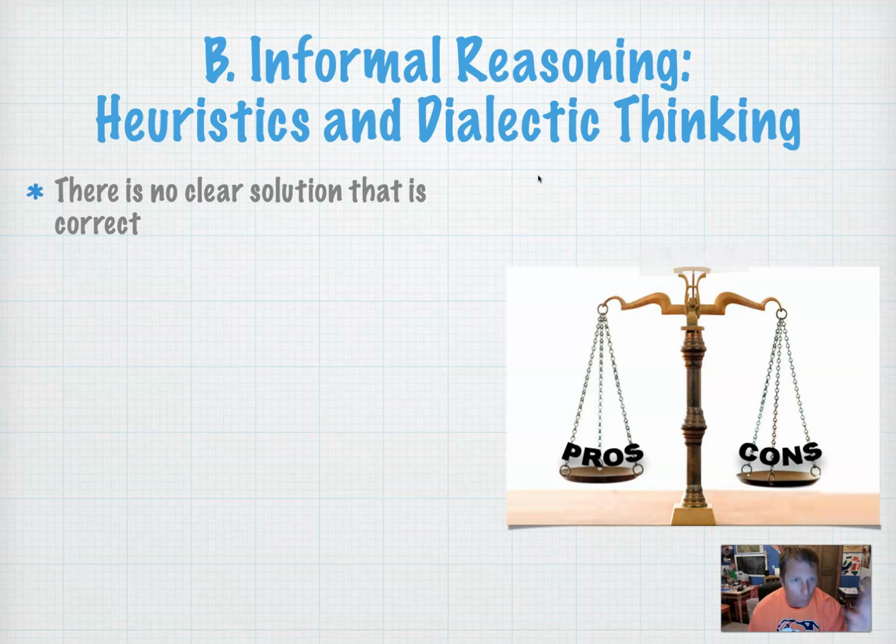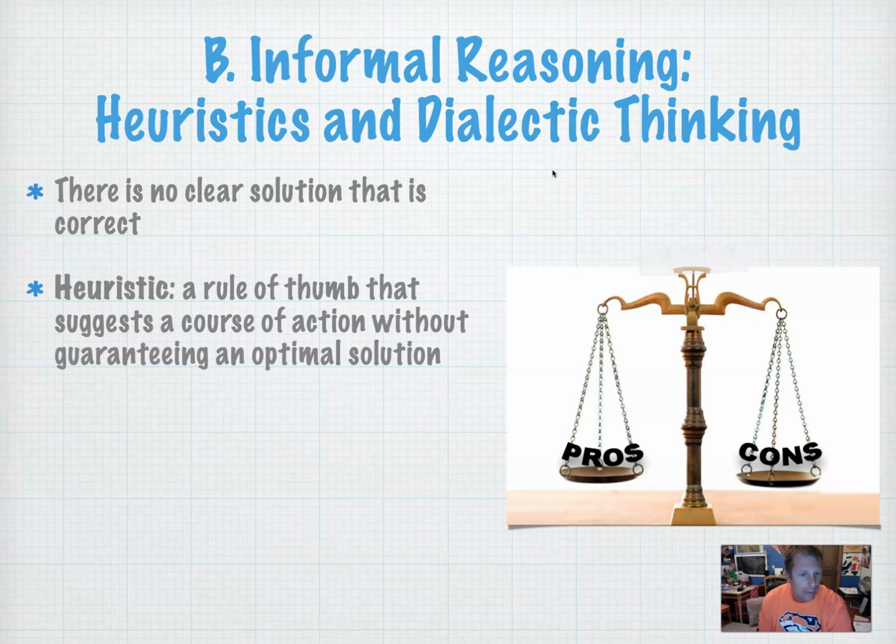Then there's informal reasoning, or heuristics, or dialectic thinking, when there's no clear solution that's correct. Like what college you should go to, what kind of job you should do. Was Ronald Reagan a good president? We're getting into literature, we're getting into the humanities here in history. A heuristic is a rule of thumb, and we really got to stop saying rule of thumb. In English times, you were allowed to beat your wife and kids with anything skinnier than your thumb. So we need to get rid of that saying, maybe.